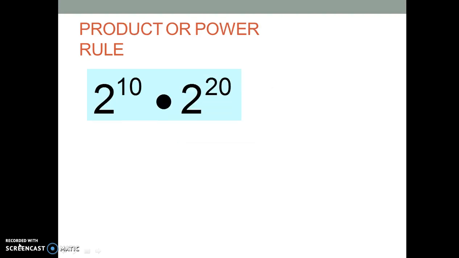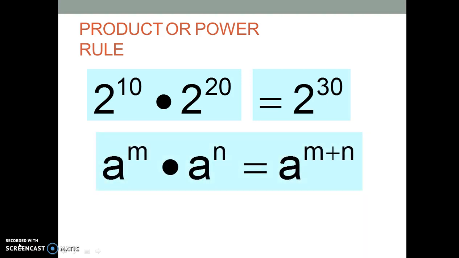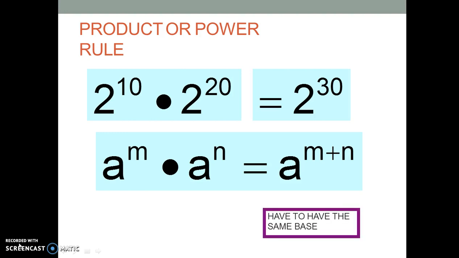Product of powers rule says 2 to the 10th times 2 to the 20th. So 2 to the 10th means I have 10 2's that are being multiplied by each other, and then I have 20 2's that are being multiplied. So that gives me a total of 30 2's that I am multiplying by themselves. Okay, so here's the actual rule. A to the m power times a to the n power is equal to a to the m plus n power. Now remember, this only works if you have the same base.